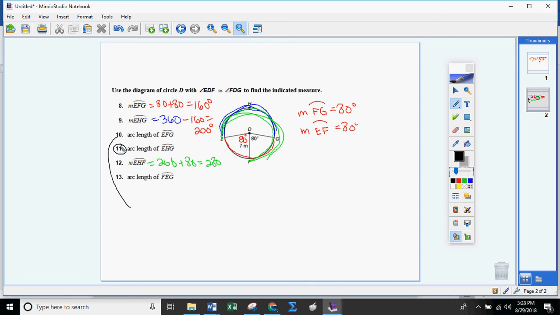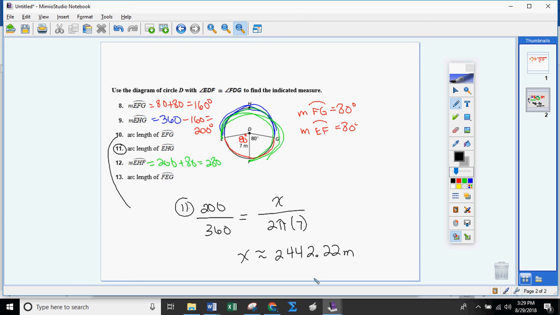Now to find the arc length of EHG. So let's look at our picture. E to H to G. That one we said was 200 degrees. So 200 is to 360 as the arc length that I'm trying to find is to the circumference, 2 times pi times 7. So I cross multiply all this again. I'm not going to show the steps for that. So this one comes out to be 2,442.22 meters.